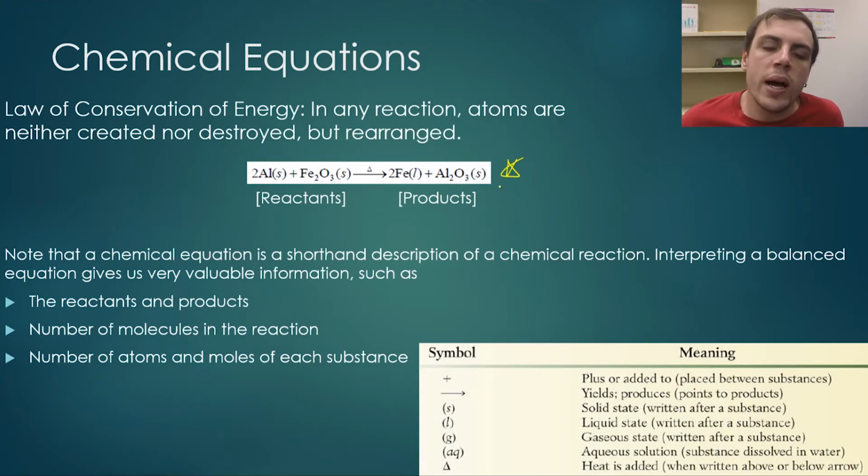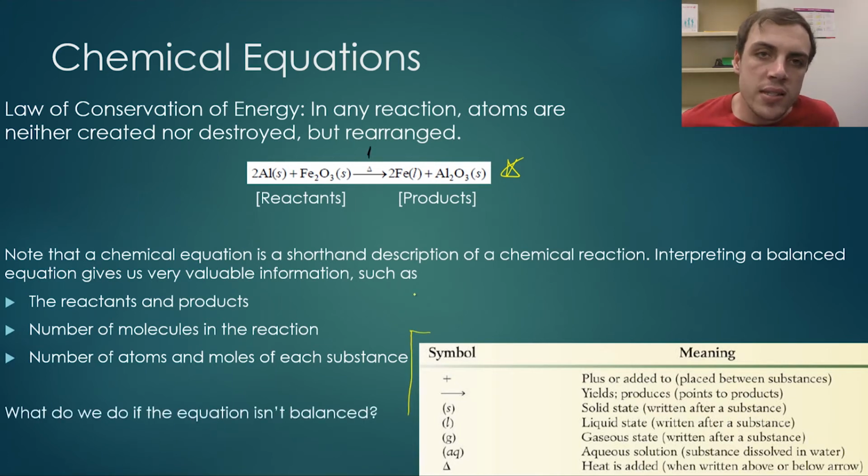So once we have the equation balanced, this is when we can really get a lot of information from the chemical equation, such as the amount of reactants and products, the number of moles, the mass of each, etc. So it's very important that whenever you are answering a question on your exam involving a chemical equation, you always check to make sure it's balanced, because if it's not balanced, your answer will be wrong. So now we must ask ourselves, if we are given an equation that isn't balanced, what do we do? How do we balance it?